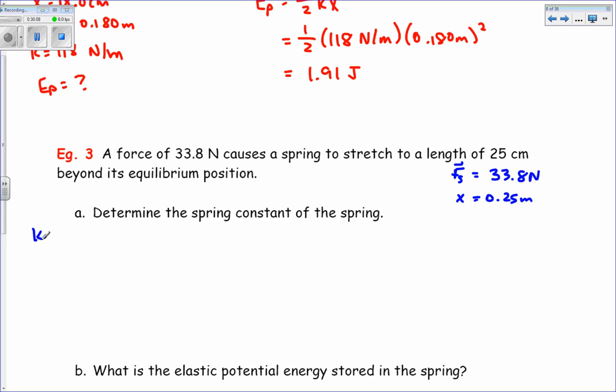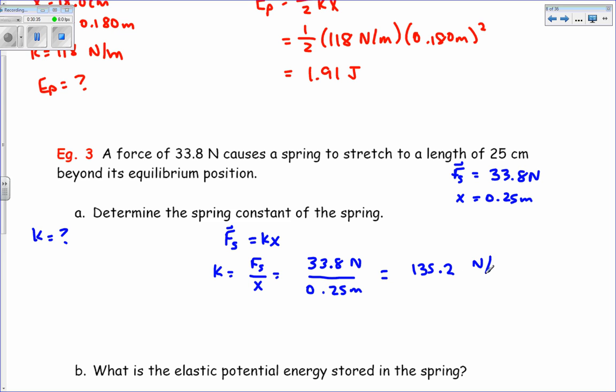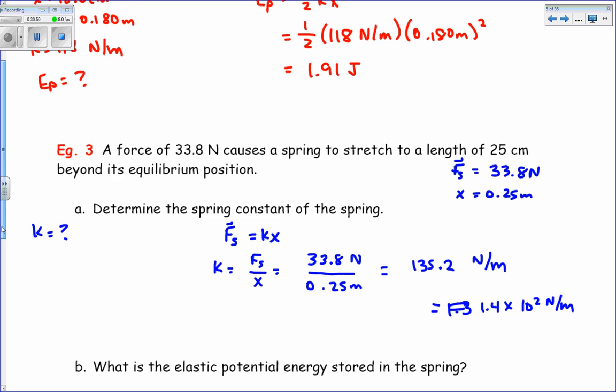So for part A, we want to determine the spring constant. So we know that we're going to use Hooke's law. Fs equals k times x. So k is equal to Fs over x, which is 33.8 newtons divided by 0.25 meters. And we get a spring constant then of 135.2 newtons per meter, which with sig digs is 1.4 times 10 to the 2 newtons per meter. The bigger that spring constant is, the harder it is to squish or stretch that spring.